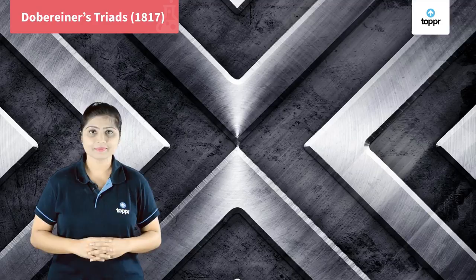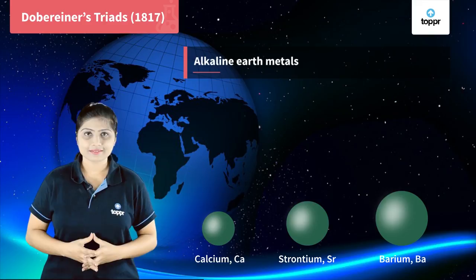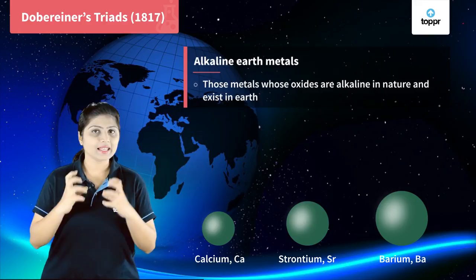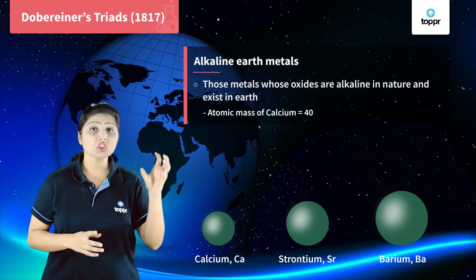Another group made by Dobereiner had calcium, strontium, and barium. This group of metals are called the alkaline earth metals. Alkaline earth metal means the metals whose oxides are alkaline in nature and they are found in earth. So calcium, strontium, barium are alkaline earth metals. Okay, calcium's atomic mass is 40. Strontium's atomic mass is 88 and barium's atomic mass is 137.